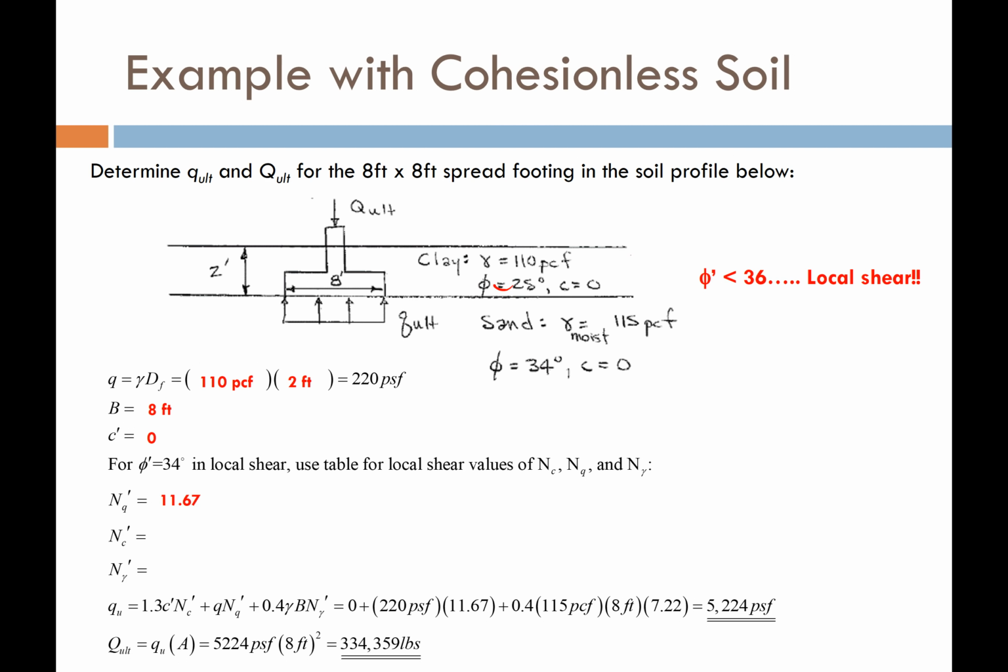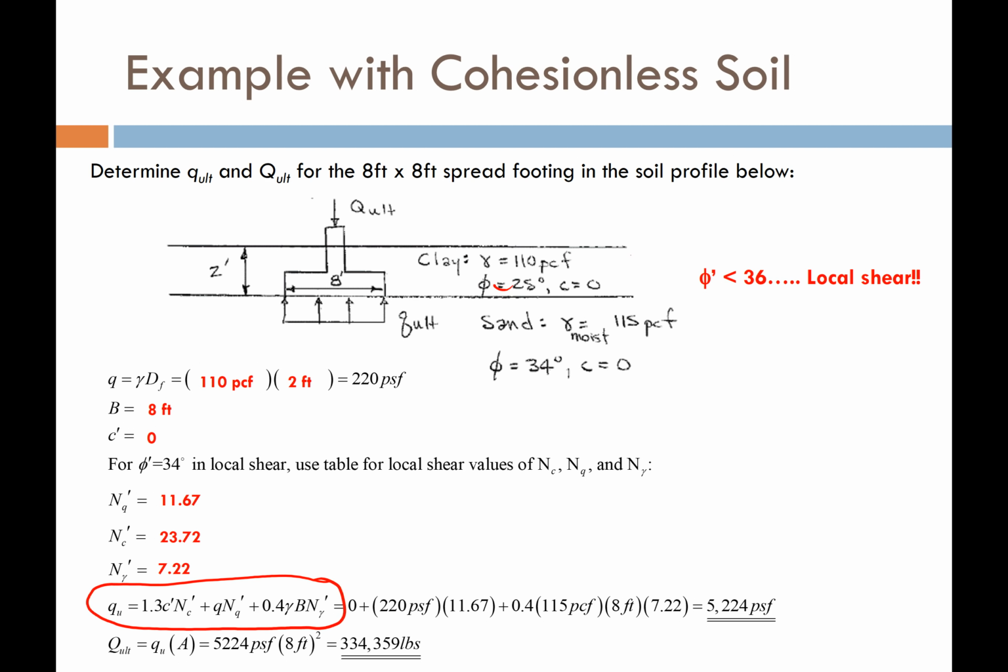For N sub q, I get 11.67. For N sub c, I get 23.72. And for N gamma, I get 7.22. Okay, so now I just have to pick the right equation for the right shape of footing I have. I have a square footing. I don't have a strip footing. I don't have a circular footing. I have a square footing. So I want to make sure I use the right equation for a square.